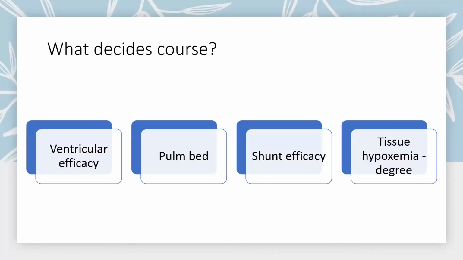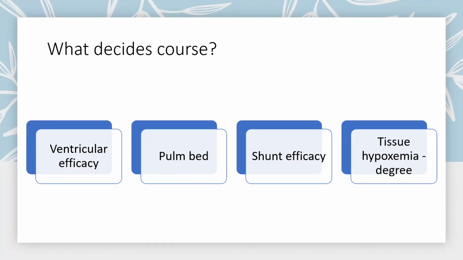Now, what decides the course of a transposition? The ventricular efficacy. So you put the aorta on the right side, you put the pulmonary on the left side. Now, how is the ventricle going to survive? That decides. What is the status of the pulmonary bed? The pulmonary bed goes in for a severe arterial hypertension, then you're finished. The shunt efficacy, okay, you got an ASD, VSD or a PDA. How good is that shunt working out?